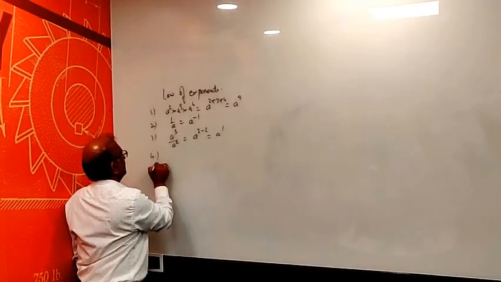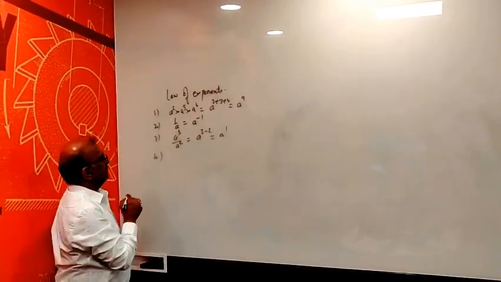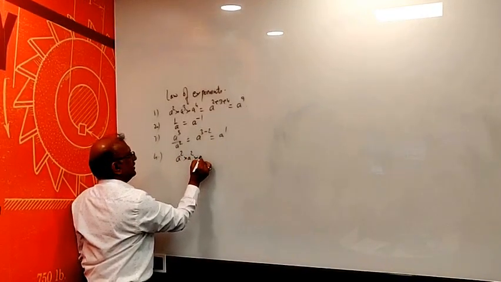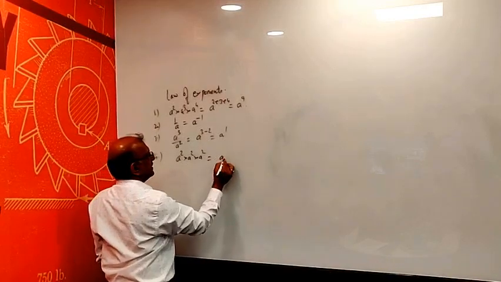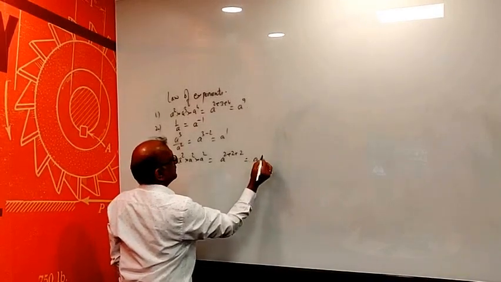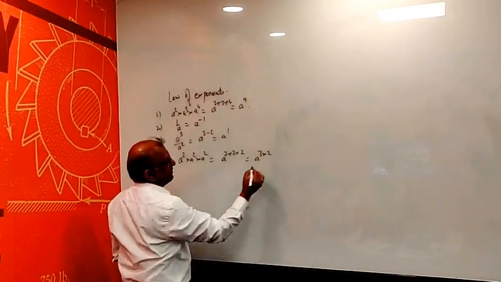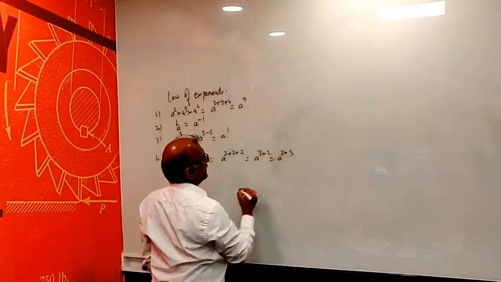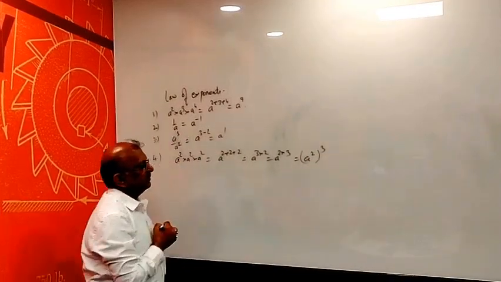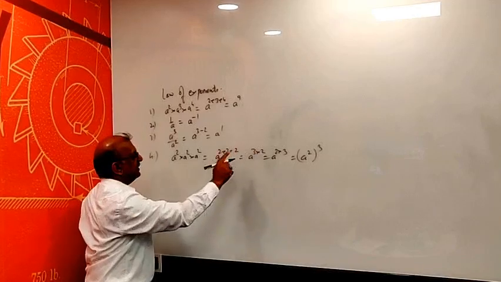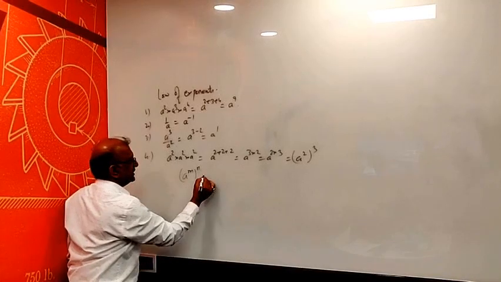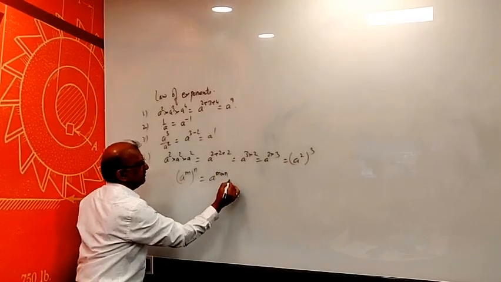Then next, let's look at this: a squared into a squared into a squared. This can be written as a raised to power 2 plus 2 plus 2, which is equal to a raised to power 3 into 2. Or it can also be written as a raised to power 2 into 3, which can also be written as a raised to power 2 whole raised to power 3. So what we understand from here is that if you have a raised to power m and whole raised to power n, this becomes a raised to power m into n, which is a raised to power mn.